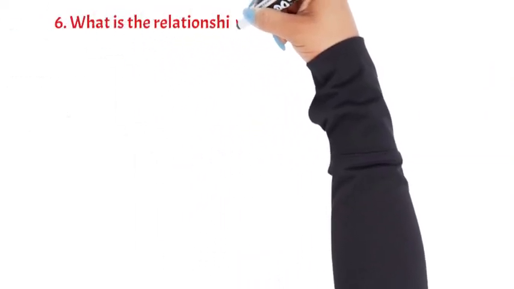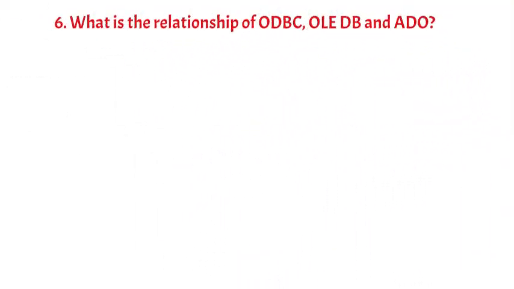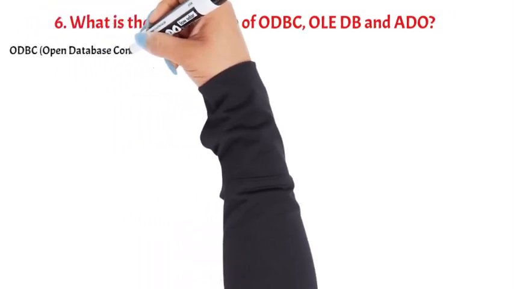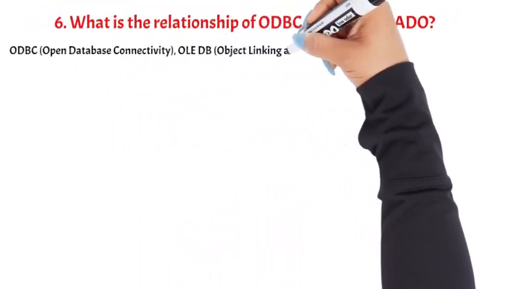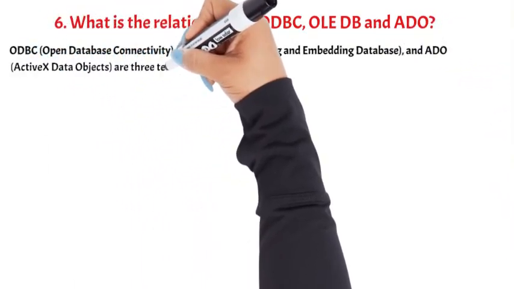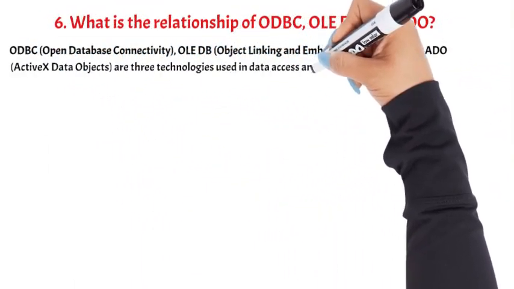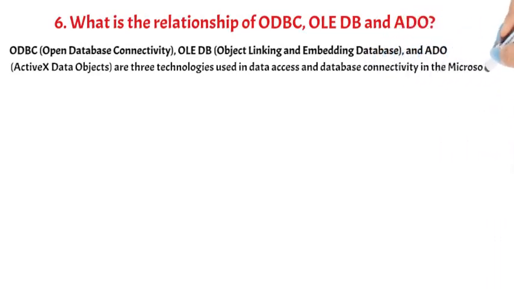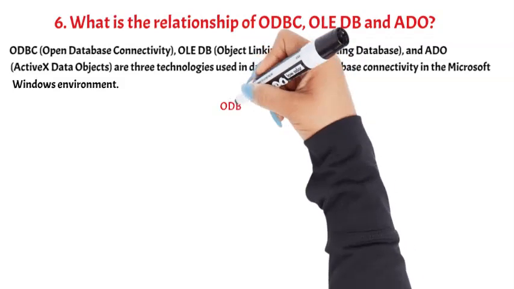6. What is the relationship of ODBC, OLE DB, and ADO? ODBC (Open Database Connectivity), OLE DB (Object Linking and Embedding Database), and ADO (ActiveX Data Objects) are three technologies used in data access and database connectivity in the Microsoft Windows environment. Here's an overview of their relationship.